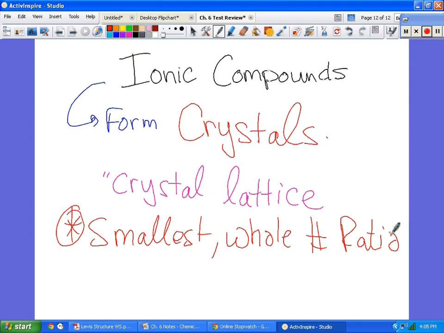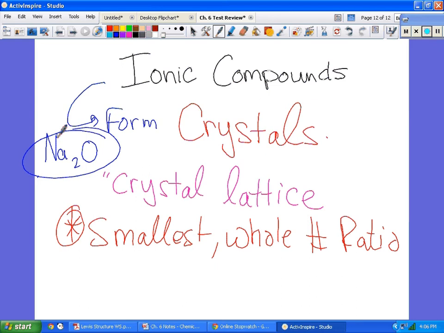Because if I pour salt in your hand, is that just 1 Na and just 1 Cl? No, that's probably a billion or two that I've just poured in your hand. But are you going to write Na 1 billion and Cl 1 billion? No, you're not going to write that. You're going to write the smallest whole number ratio. So if I give you something like Na2O. If I give you 10 oxygens, how many sodiums would you have to have?